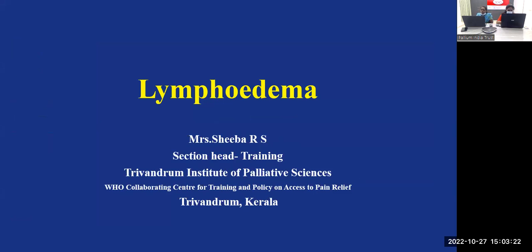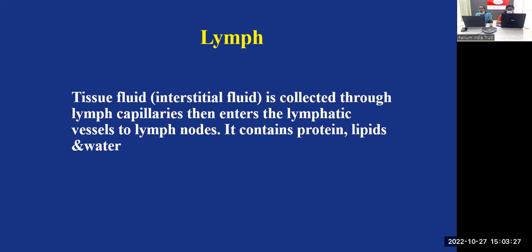Before moving on to the lymphedema part, just think about lymph. What is lymph? Lymph is a tissue fluid or an interstitial fluid that is collected through the lymphatic capillaries. Where are the lymphatic capillaries situated? You have to think about that. After that, the fluid enters into the lymphatic vessels, then it goes to the lymph nodes. Finally, it goes to the subclavian vein.